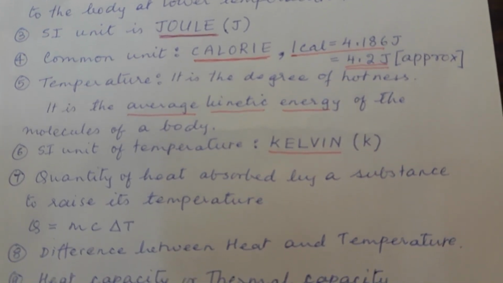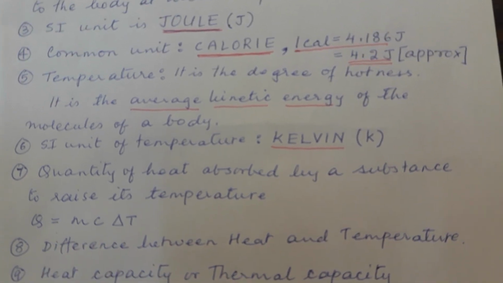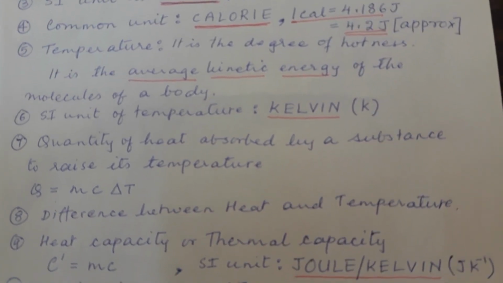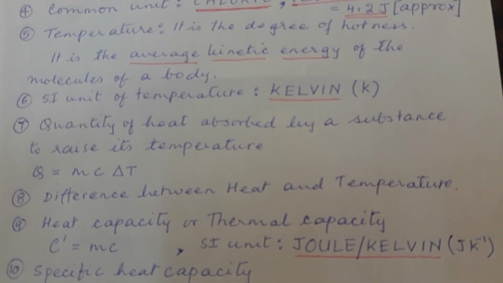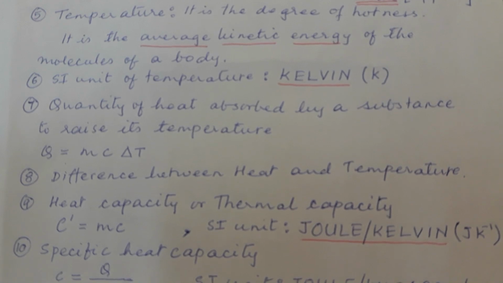Number 7, the quantity of heat absorbed by a substance to raise its temperature is Q equal to mc delta T. You will need this formula for solving the numericals. You need to know this by heart. Then we come to difference between heat and temperature. This is one question that you need to prepare. You can find this in any textbook.